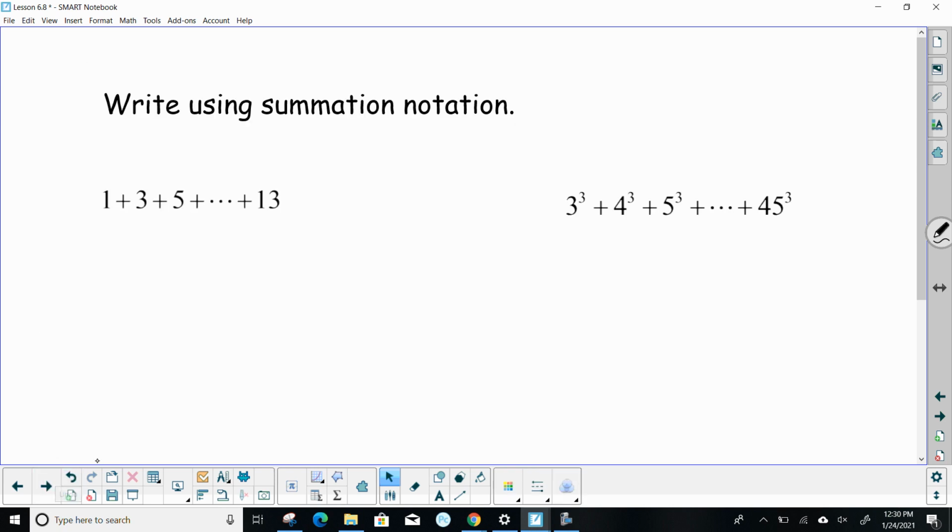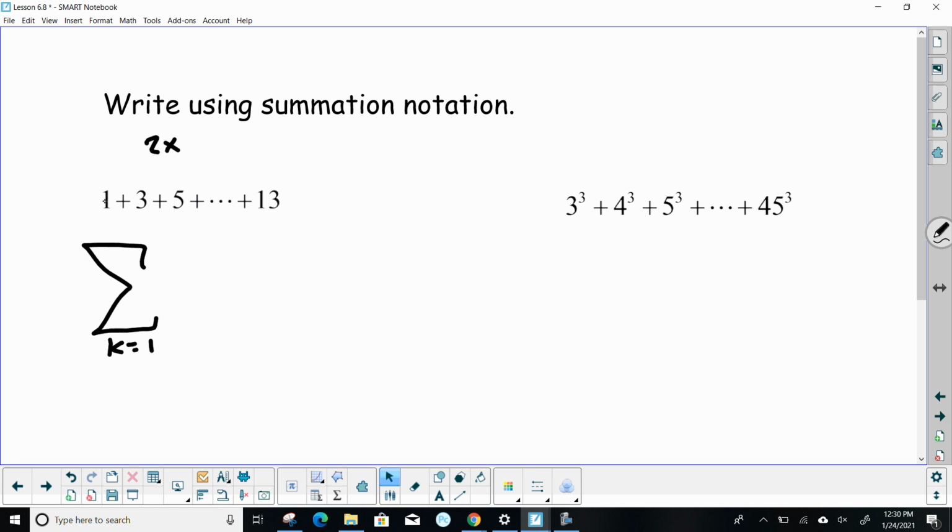Hey, real quick, let's actually write these two using summation notation. So I want to add up 1, 3, 5, all the way up to 13. So I'm going to draw my symbol here. We're going to start with k equals 1. We've got to come up with our equation that represents this. Think of y equals mx plus b. It's going up by 2 each time. So I think my equation is going to be 2x.